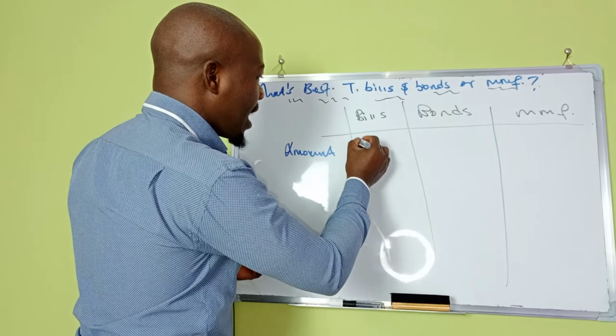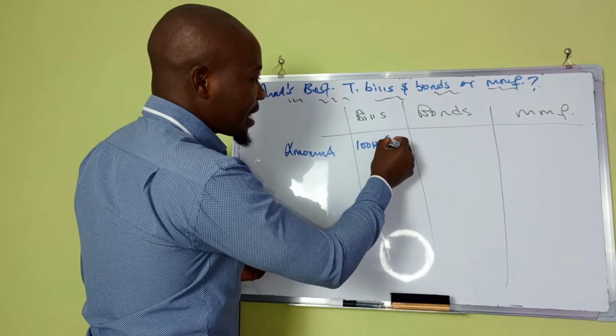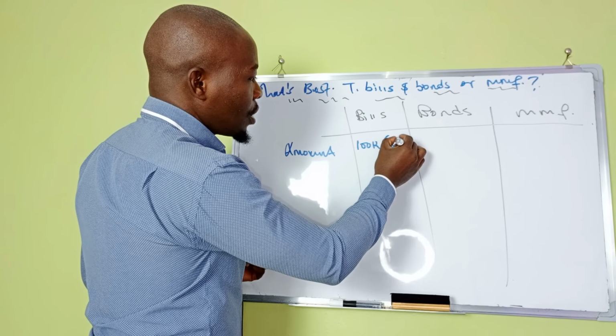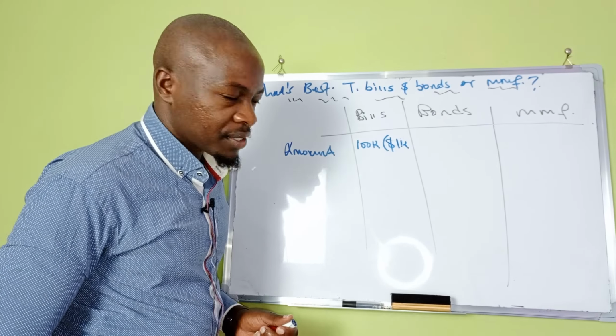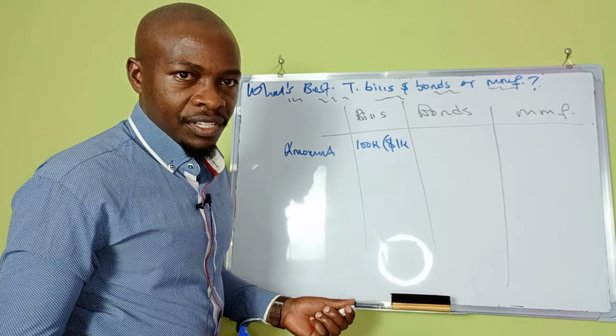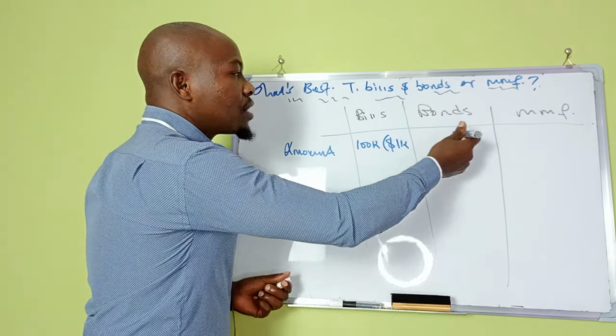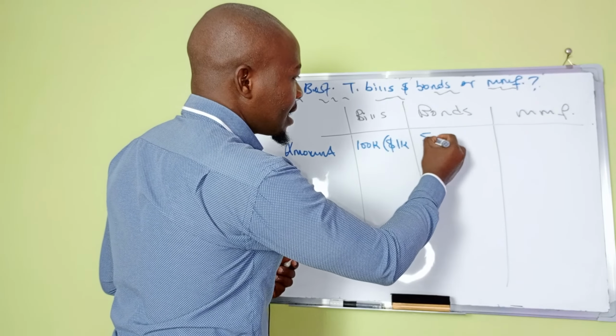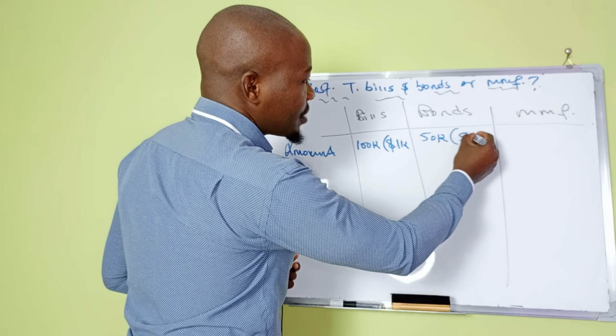Let's say you decide to invest in treasury bills. You need a minimum of 100,000 Kenyan shillings. That is like $1,000, 1K. So if you go to the bonds, in terms of the amount, you need a minimum of 50,000 Kenyan shillings, 50K. That's like 500 USD.